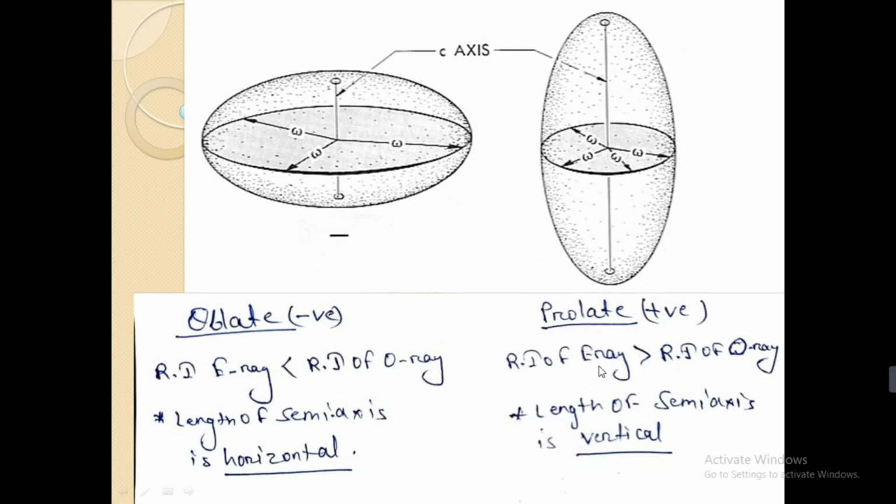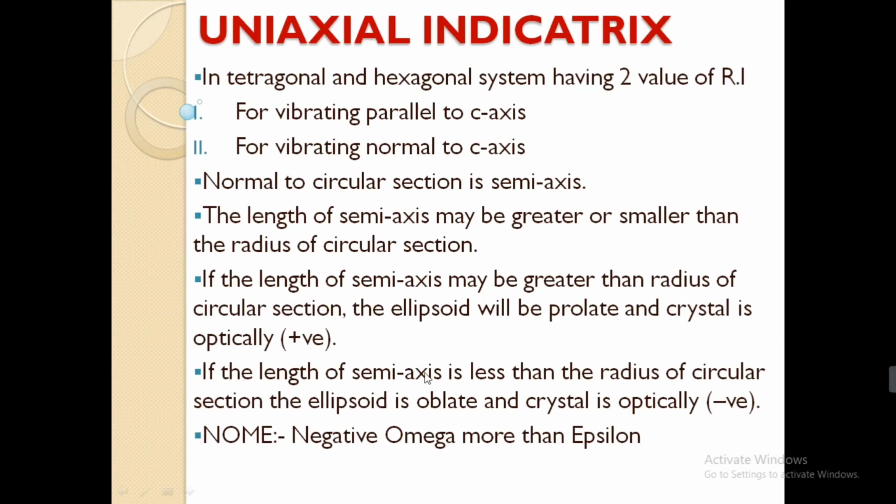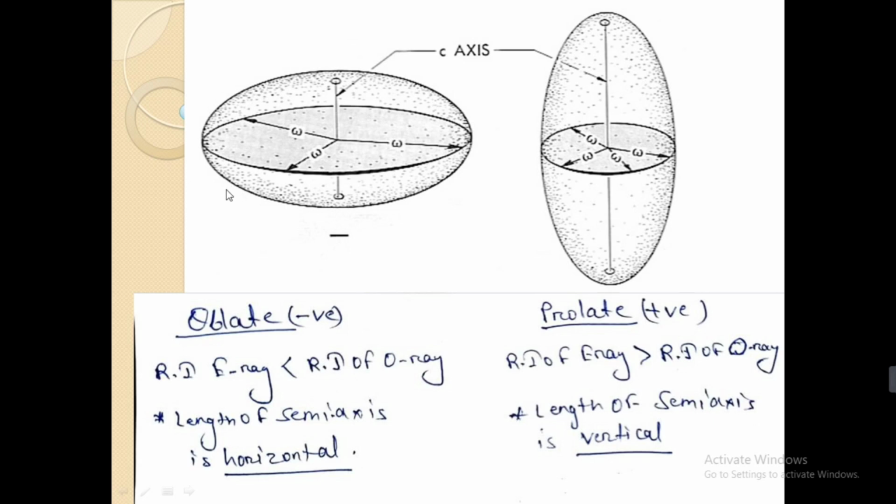We can also distinguish it by the refractive index of the E ray being greater than the refractive index of the O ray, and also the length of the semi-axis is vertical, so it is prolate positive. If the length of the semi-axis is less than the radius of the circular section, the ellipsoid is oblate and the crystal is optically negative. In this case, the refractive index of the E ray is less than the refractive index of the O ray. The length of the semi-axis is horizontal, so it is oblate negative.